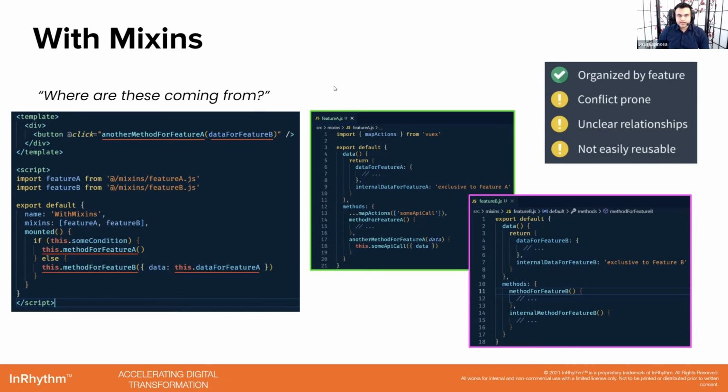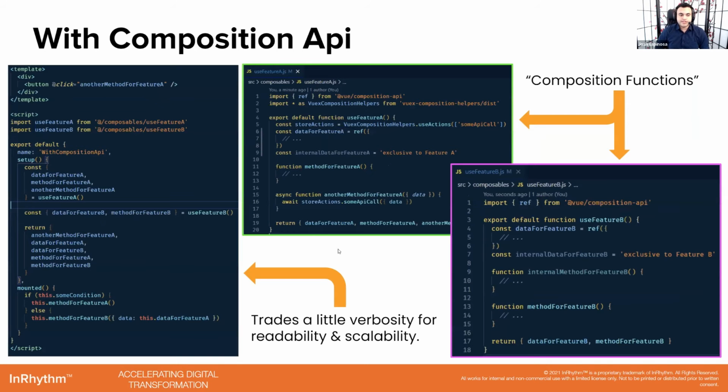On the other hand, there's the composition API, which solves all these problems. So while this might seem like a little more code, I promise you it's much more scalable and readable for large files.